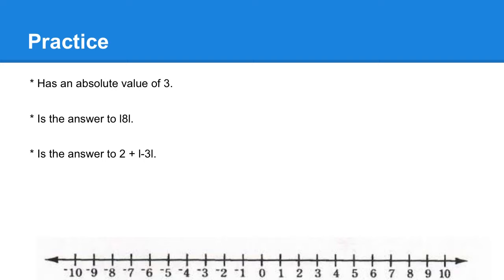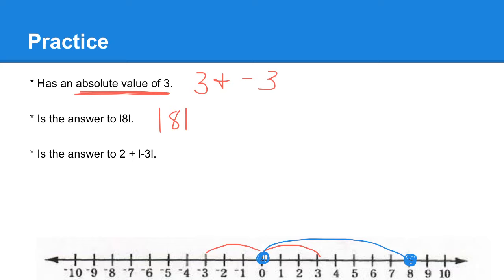All right, so we need a number that has an absolute value of 3, and there's actually two numbers. So if you look down here at this number line, I need a number that is 3 spaces away from 0 in both directions. And so a 3 and a -3 have an absolute value of 3. The second one, the answer to the absolute value of 8, I'm going to go ahead and change colors. So my 8 is right here, and my 0 is right here, and I want to know the distance it is away, and it looks like it is 8 spaces away. And since we can't have a negative distance, it's a positive 8.